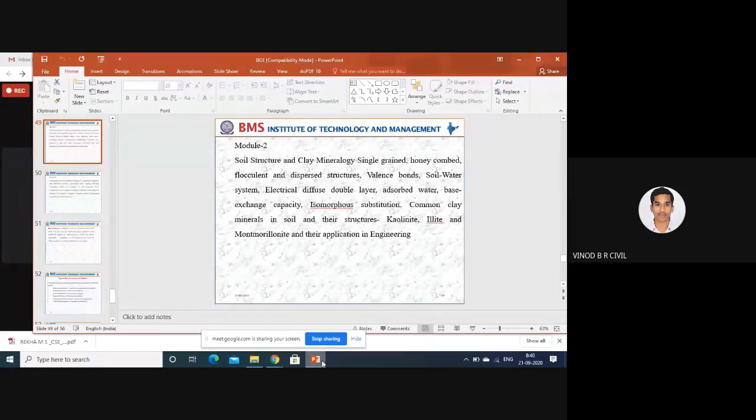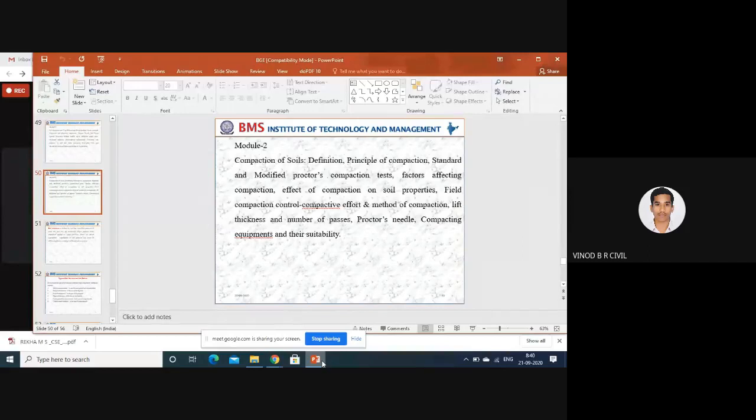There are two topics. The first one is soil structure and clay mineralogy, and the second one is the compaction of soil. Compaction is one of the processes, and it is also one of the properties of soil.